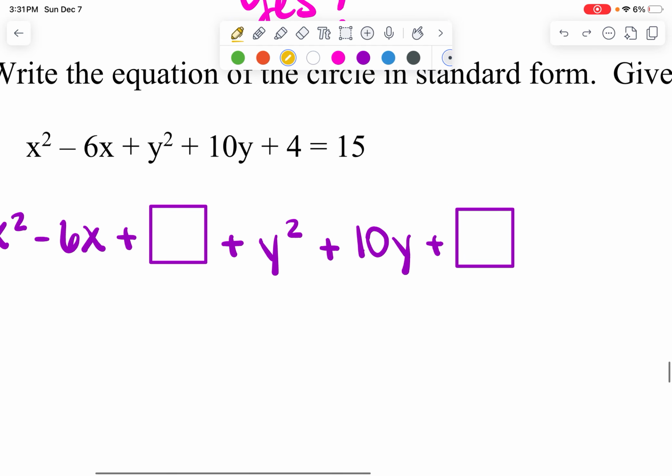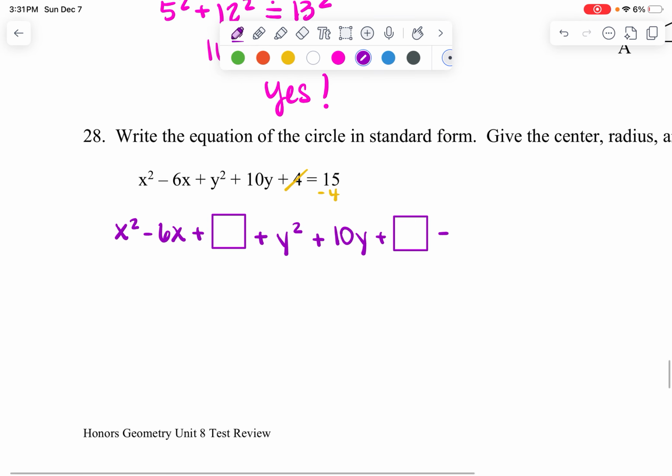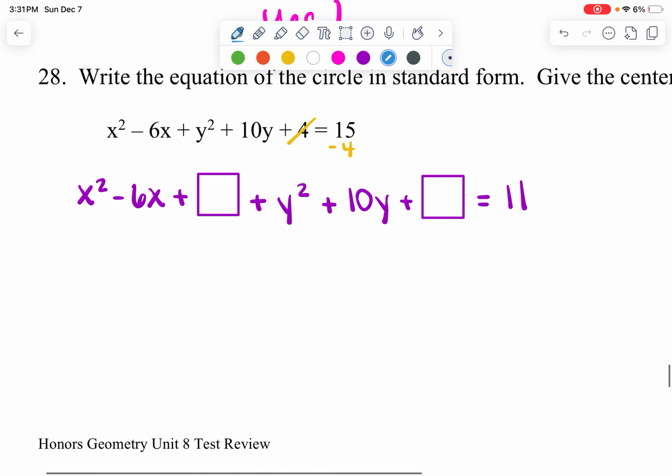Now, something I do notice is that there's a 4 over here. I don't want him over here, right? I'm going to subtract the 4 and get him to the other side because all my constants need to be over there. So I'm going to go ahead and put 11. All right, and now we just need to complete the square.